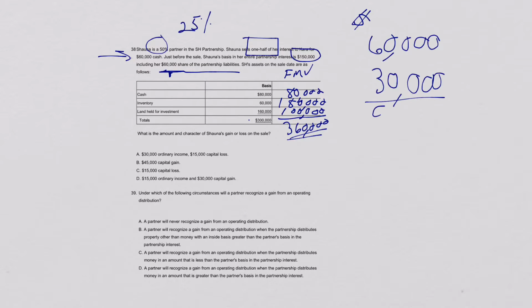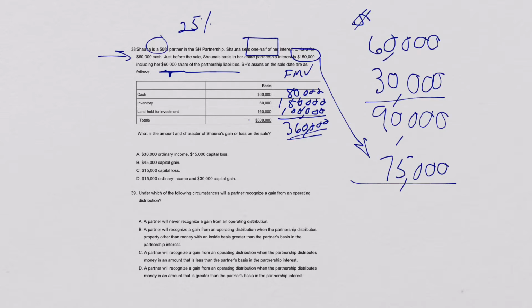So she's really getting a total of 90. That's what it looks like to me so far. And her basis on that, from a tax standpoint, is 75, half of that. So her true gain at this point for this share, this 25% interest in the overall deal, or 50% of what she owns, is a $15,000 economic gain.